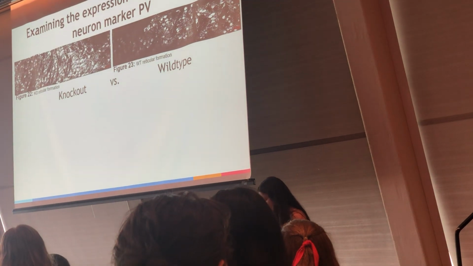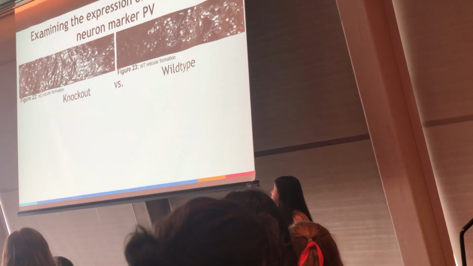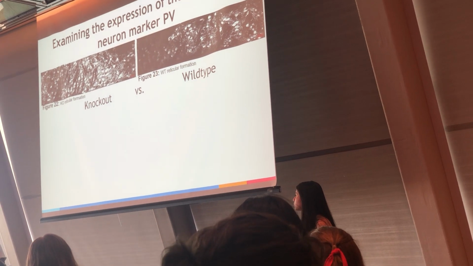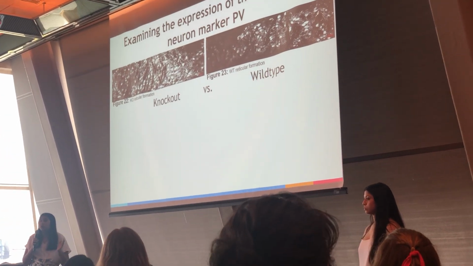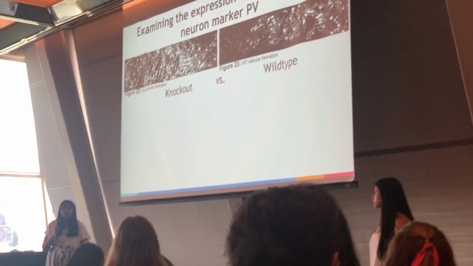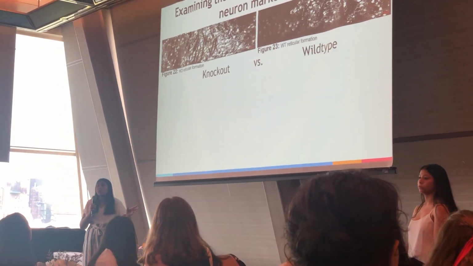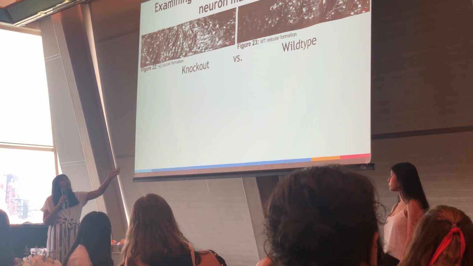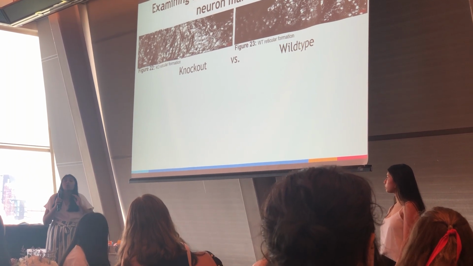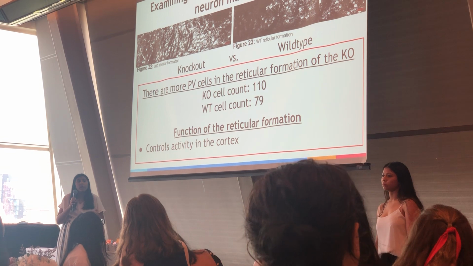So next we examined our inhibitory neuron marker PV. Initially we had used the same processes for PV that we had used for CFOS. However, this resulted in insignificant results. So we looked at the larger context of the brain, and with the human eye, we were able to see that there was a higher concentration of PV-expressing cells in the knockout reticular formation part of the brain.